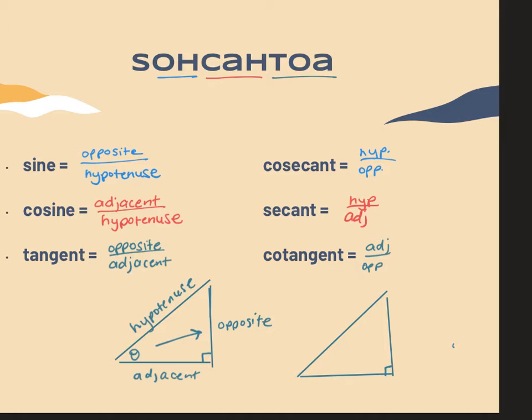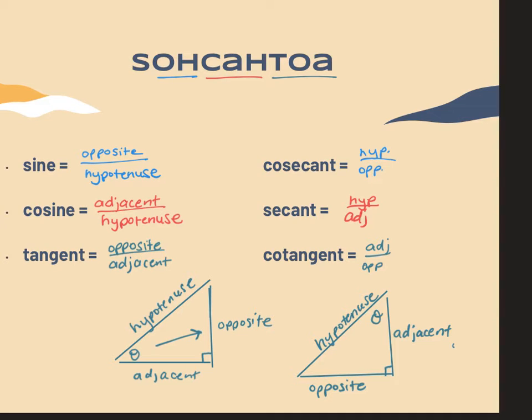and I put theta at the top, now the bottom side is opposite. The side next to it, but not the hypotenuse, would be adjacent. And then the hypotenuse, always the one opposite the right angle. So depending on which angle you're talking about, the opposite's obviously going to move, the adjacent's going to move, but the hypotenuse is always the same. The hypotenuse is always the longest side.